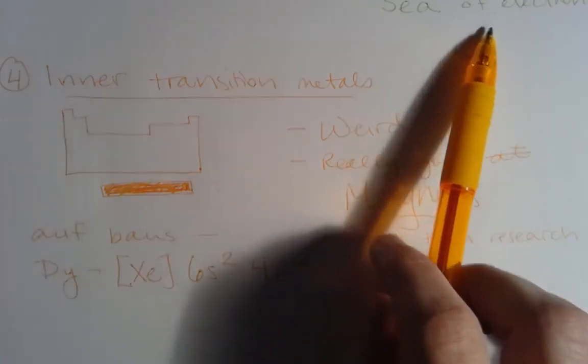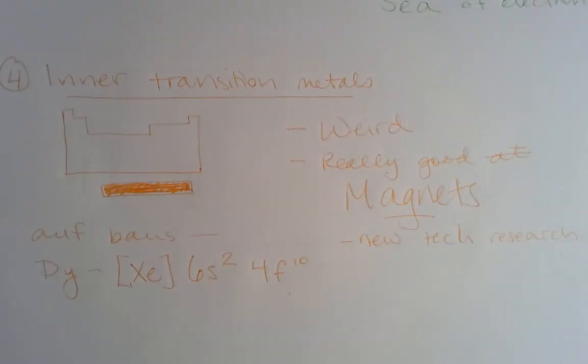Piggybacking on your transition metals, they also kind of have a sea of electrons going on, but an even wider, broader sea than you're able to achieve with merely the 5d suborbitals.